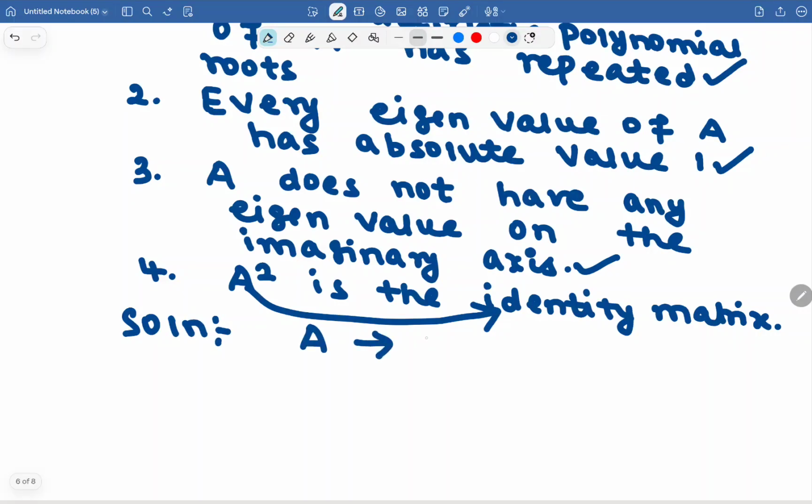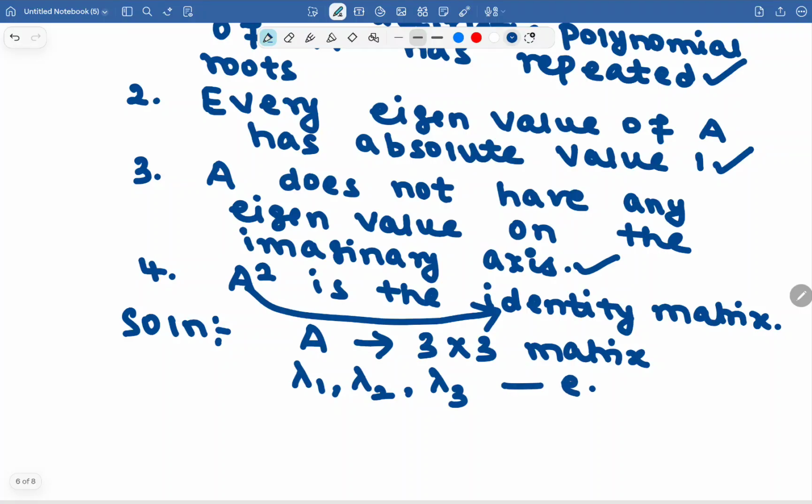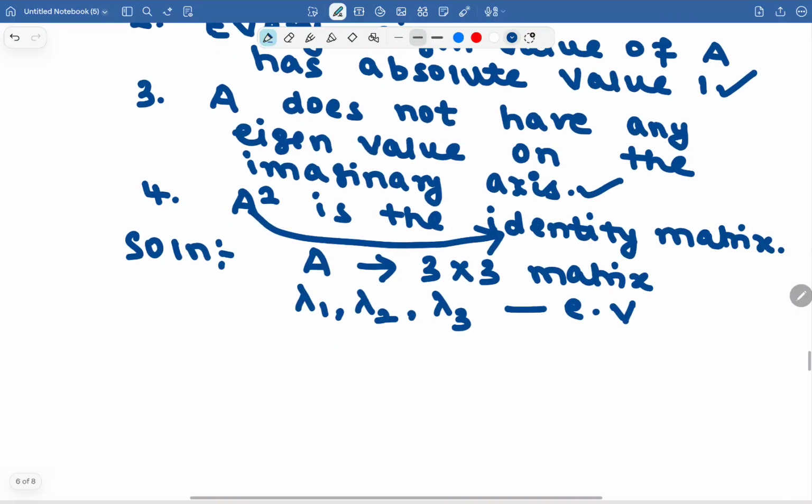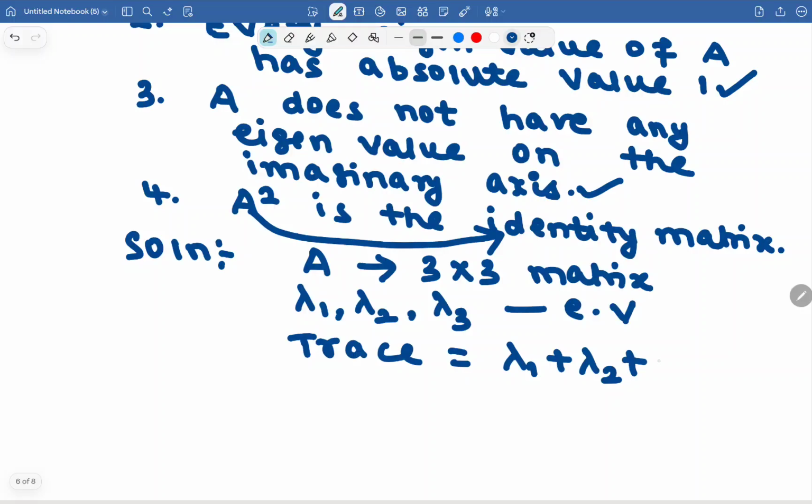A is a 3 cross 3 matrix. This A must have 3 eigenvalues: lambda 1, lambda 2, lambda 3. We know very well that the sum of the diagonal, which is the trace, is equal to the sum of the eigenvalues, and also the determinant must be equal to the product of the eigenvalues.